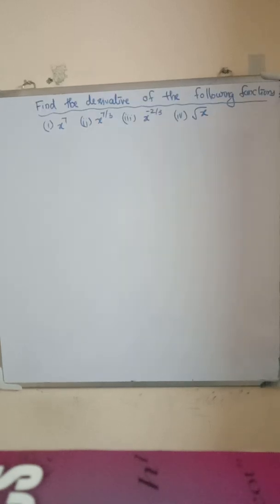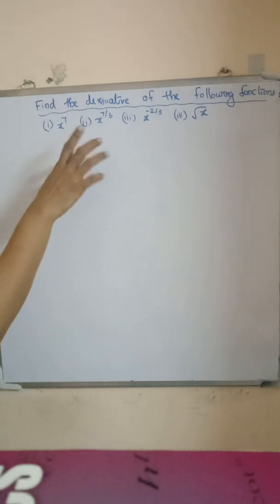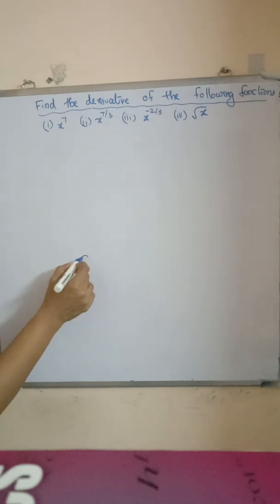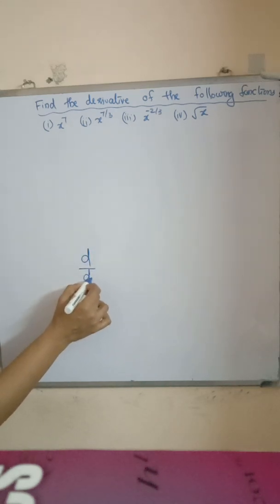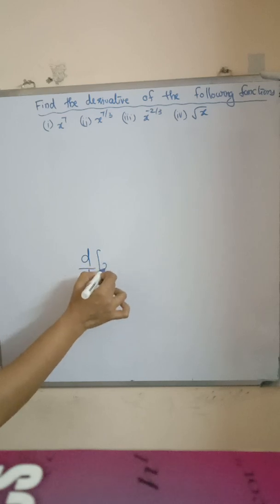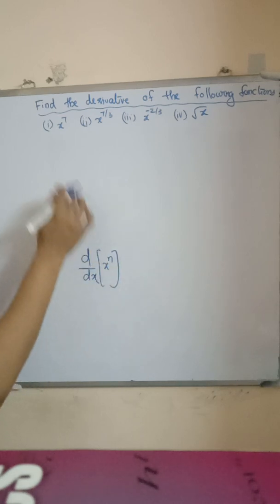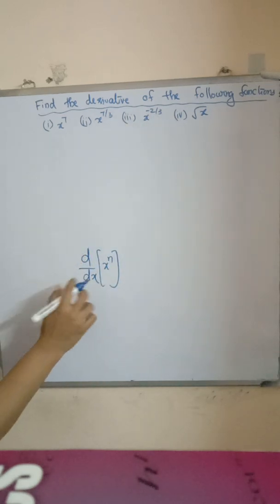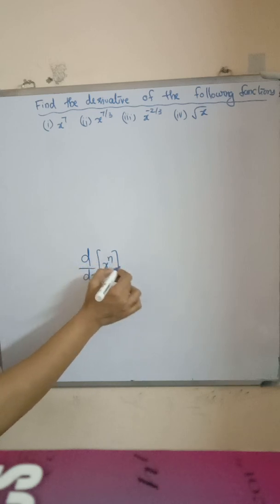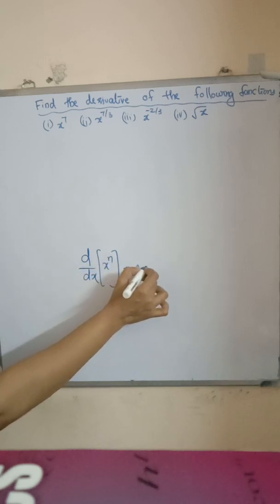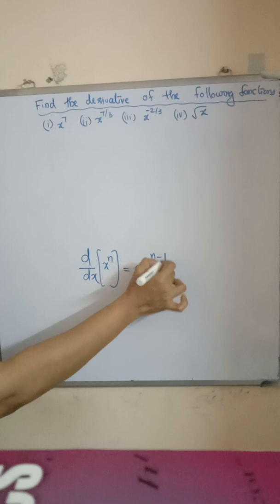Next we discuss the problems. Find the derivative of the following functions. First one is x raised to 7. For all these functions we use the formula d by dx of x raised to n. These are in x raised to n form. So d by dx of x raised to n is equal to n x raised to n minus 1.